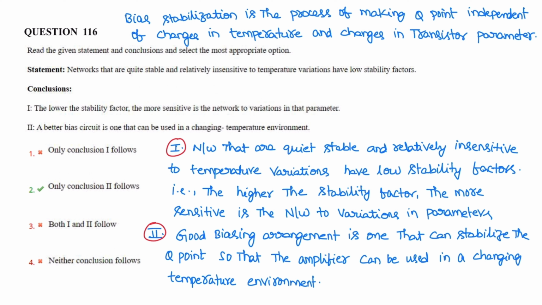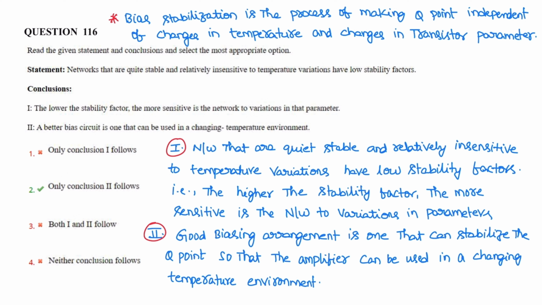Networks that are quite stable and relatively insensitive to temperature variations have low stability factors. So what is bias stabilization? Bias stabilization is a process of making the Q point independent of changes in temperature and changes in atmosphere. So if temperature changes and the Q point is independent of temperature changes, then the process is called bias stabilization.